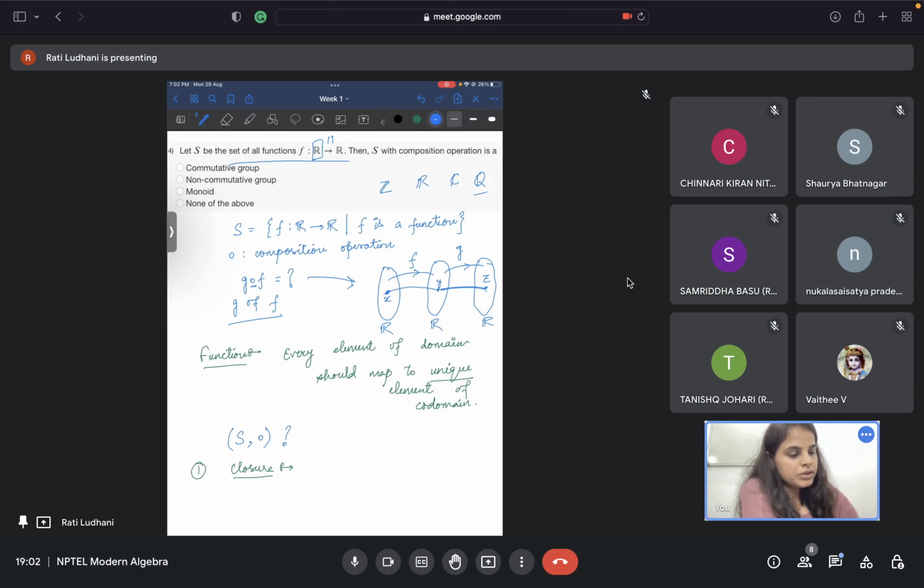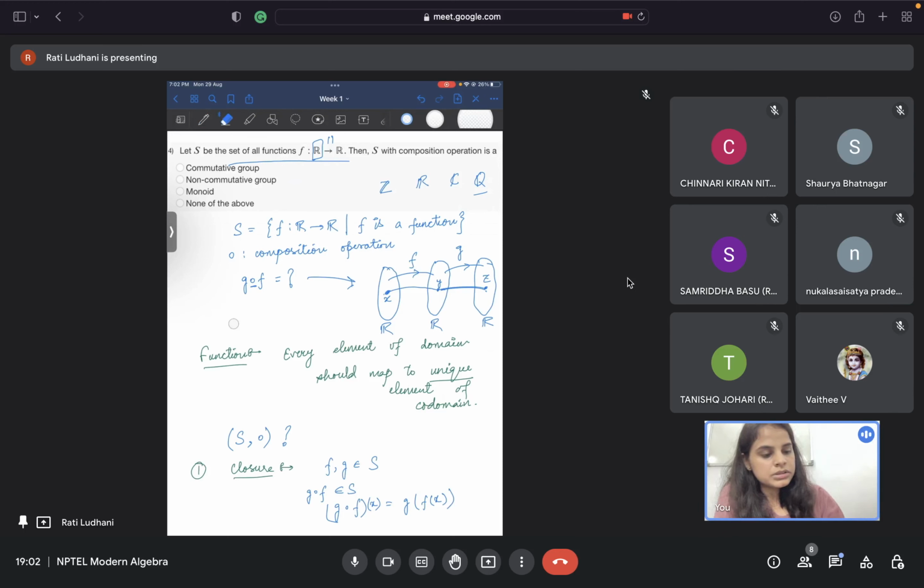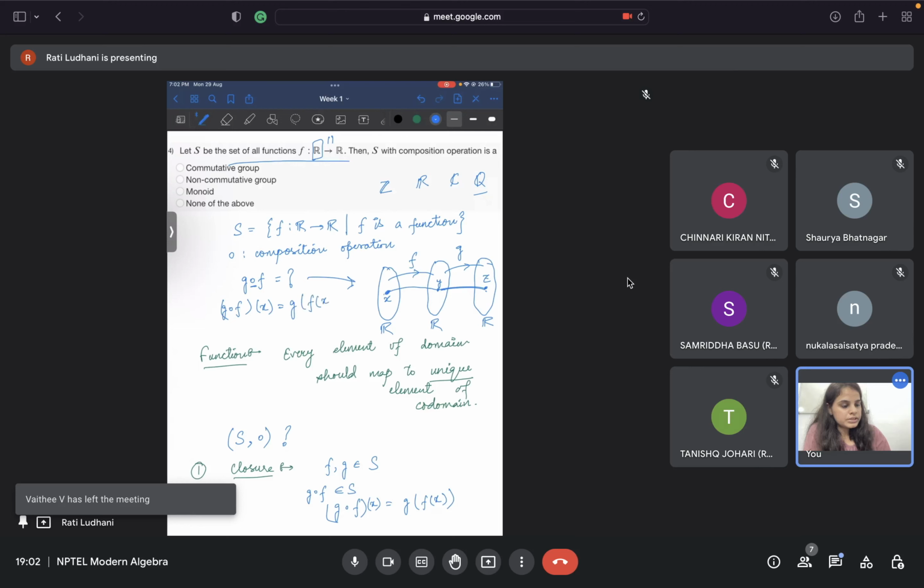Let's say f and g belong to this set S, so these are functions. Then g of f is what? g of f will again be a function, as we just said. So how can you say that for any element x you will get g of f of x? This is the definition of composition. So actually I can write it here: g of f of x, for any element x.